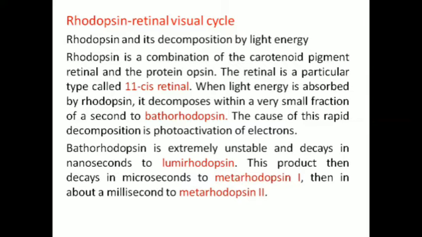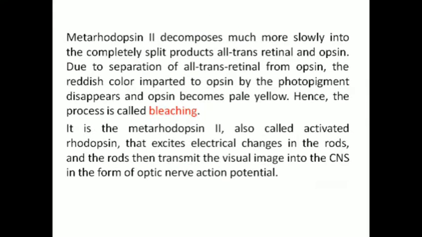So we can see here, at first the rhodopsin, that is the 11-cis retinal of the rhodopsin. When light falls on the rhodopsin, the 11-cis retinal decomposes to bathorhodopsin. Then this bathorhodopsin decomposes to lumirhodopsin, lumirhodopsin to metarhodopsin 1, and metarhodopsin 1 to metarhodopsin 2. This metarhodopsin 2 decomposes much more slowly into the completely split products, all-trans retinal and opsin.